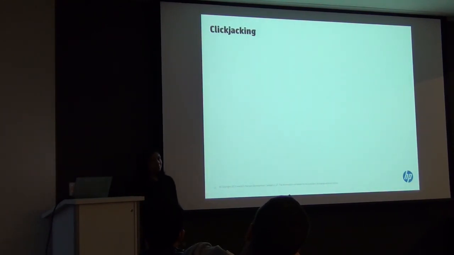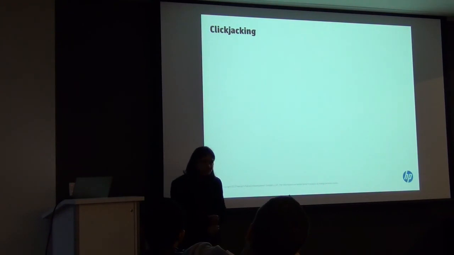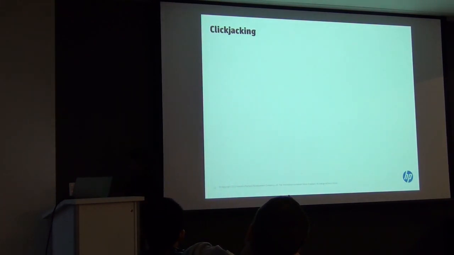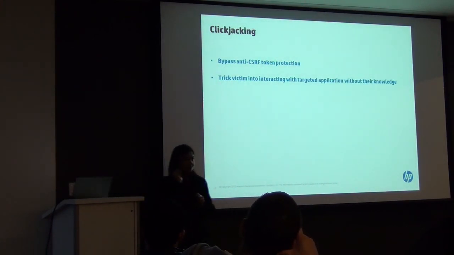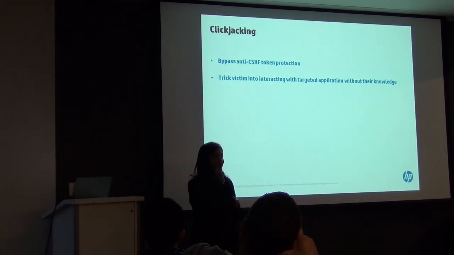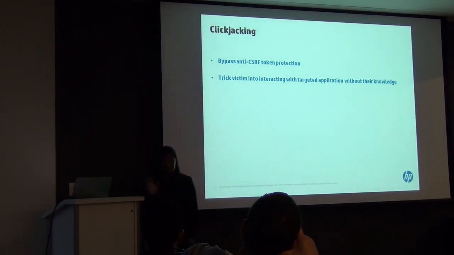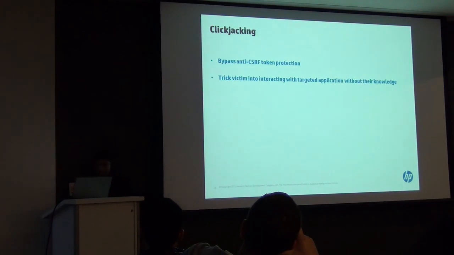It was the attacker's time to go back to the blackboard, and they do figure out how to bypass that. All they want to do is bypass the anti-CSRF token, and the way to do that would be to trick the victim, or Alice in this case, into interacting with bank.com without her knowledge. Now, how do you do that? Alice is going to know what she's clicking. Not really.